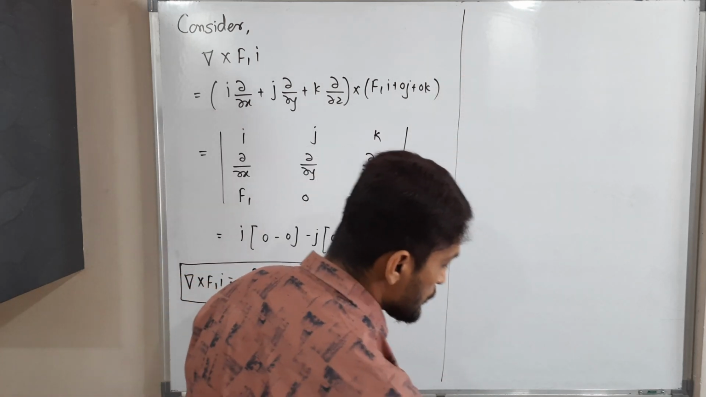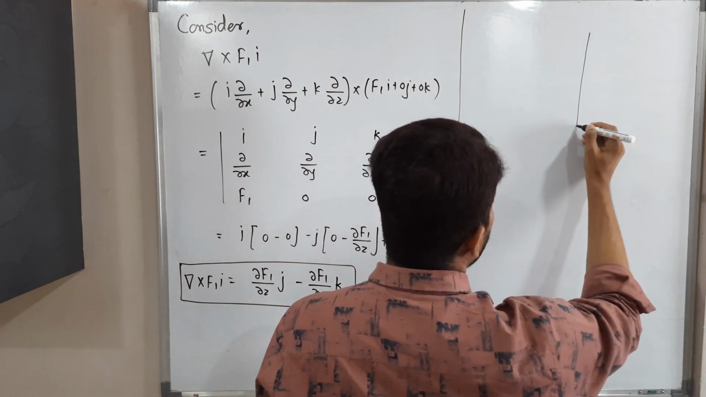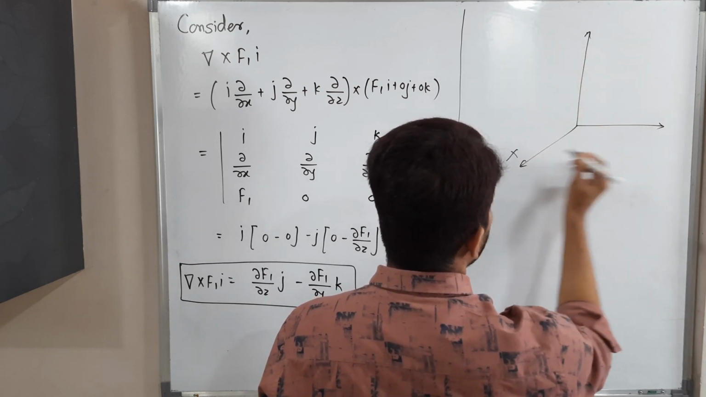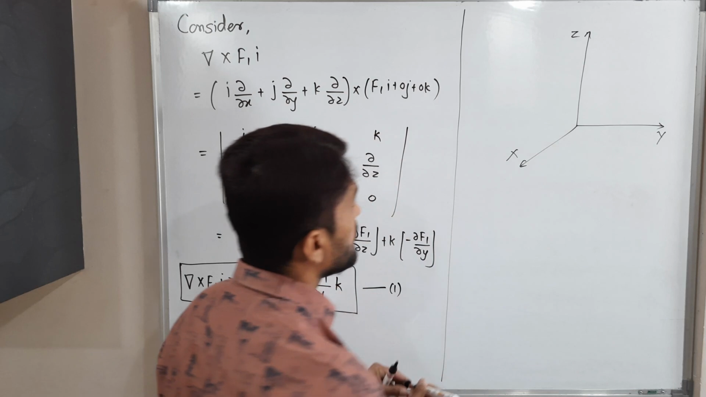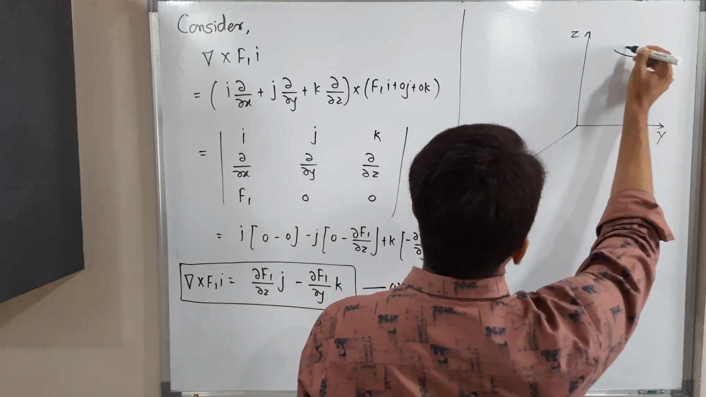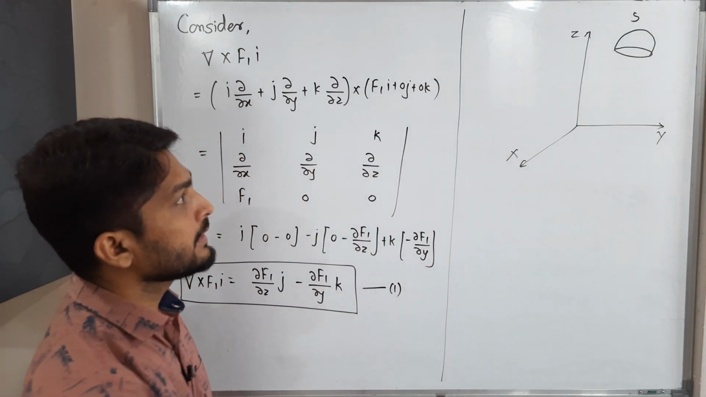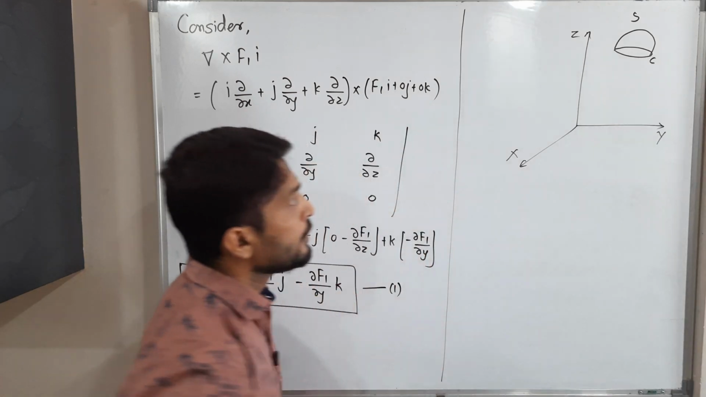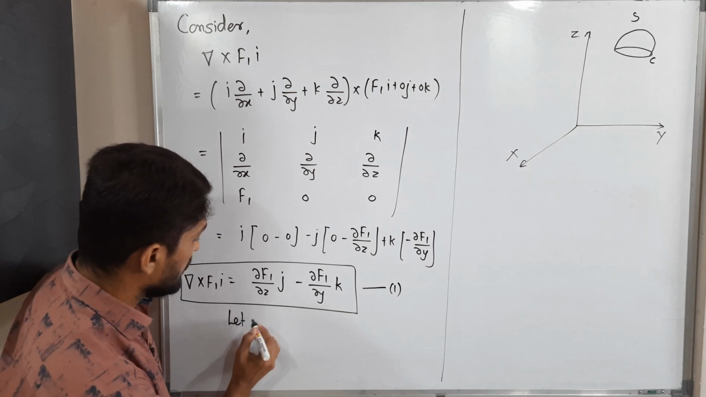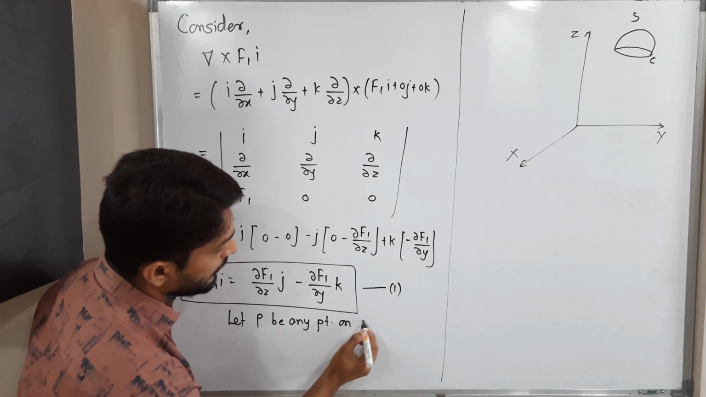Here we have a three-dimensional figure, with the z-axis, y-axis, and this is the x-axis, x, y, z. So we have some surface S here having a boundary C. I am showing it here. So this is our surface S, and this is the boundary C. Now we take one point P on that surface S. Let P be any point on S.